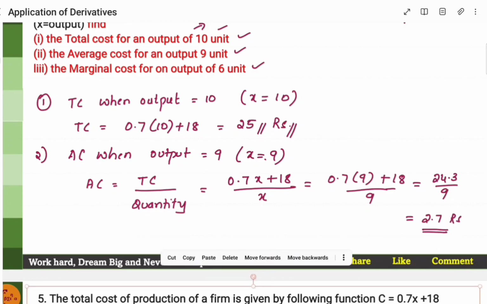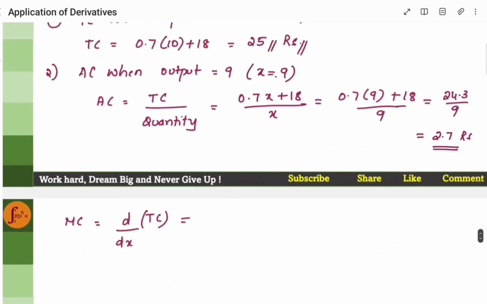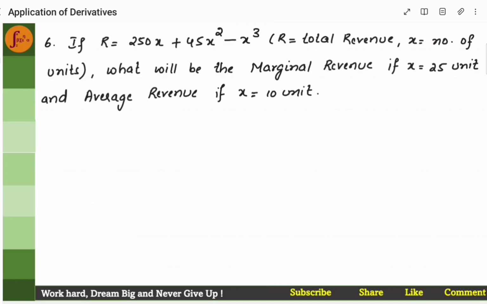Now similarly, we can take the third one, the marginal cost. Now what is marginal cost? Derivative of total cost. When you differentiate total cost, you'll get marginal cost. Total cost is 0.7x plus 18. I need to differentiate this. So I'll get 0.7. So marginal cost is 0.7 rupees.